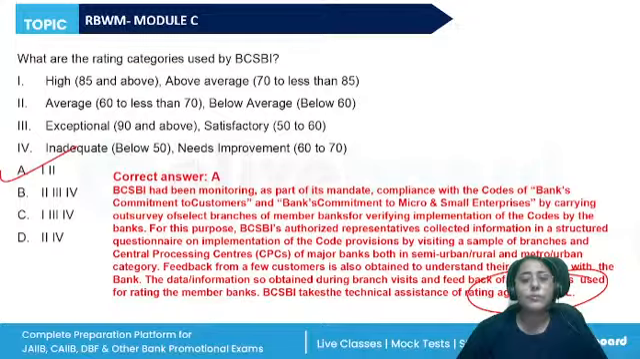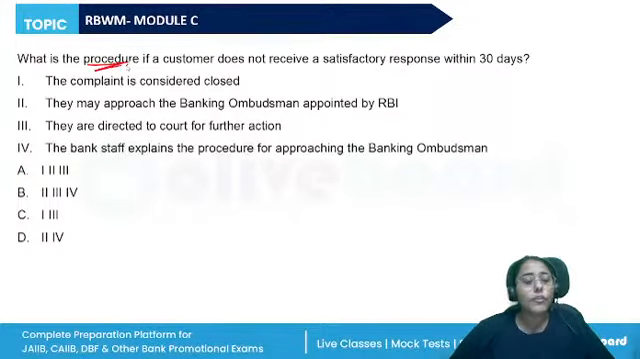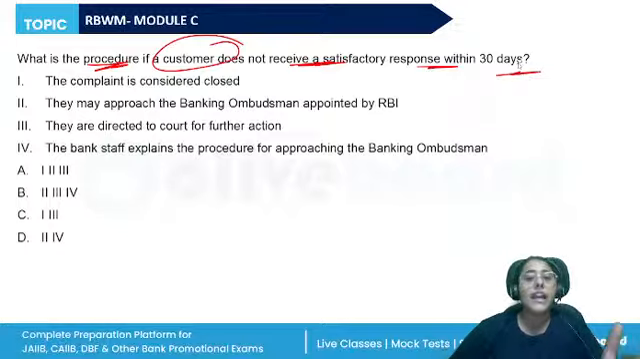All right, let's move on to the next question. What is the procedure if a customer does not receive a satisfactory response within 30 days? Now, the BCSBI has been replaced by the Integrated Ombudsman Scheme. Earlier, we had three ombudsman schemes, which have now been merged: the Banking Ombudsman Scheme, the Ombudsman Scheme for NBFCs, and the one for digital transactions. They have been merged into the integrated scheme. When the customer faces a grievance, first they will make the complaint to the bank.